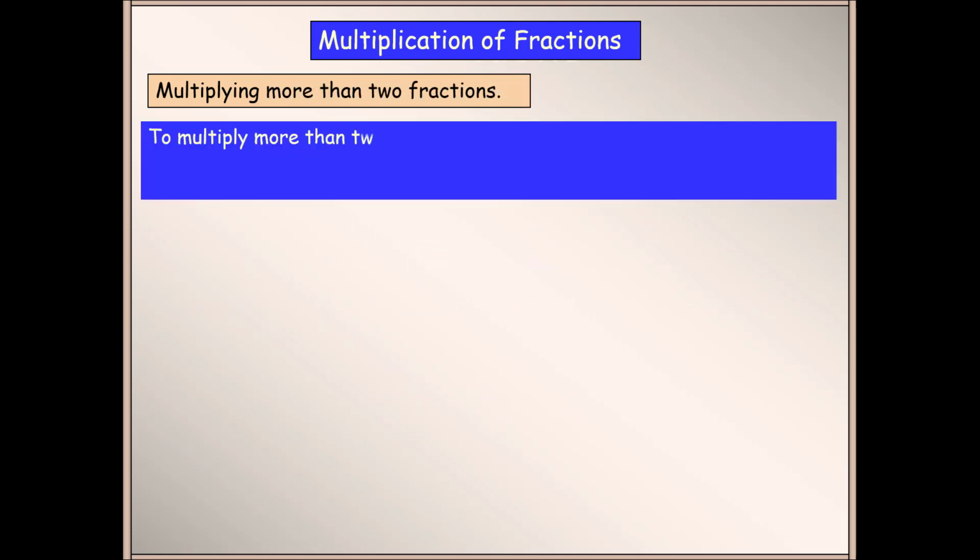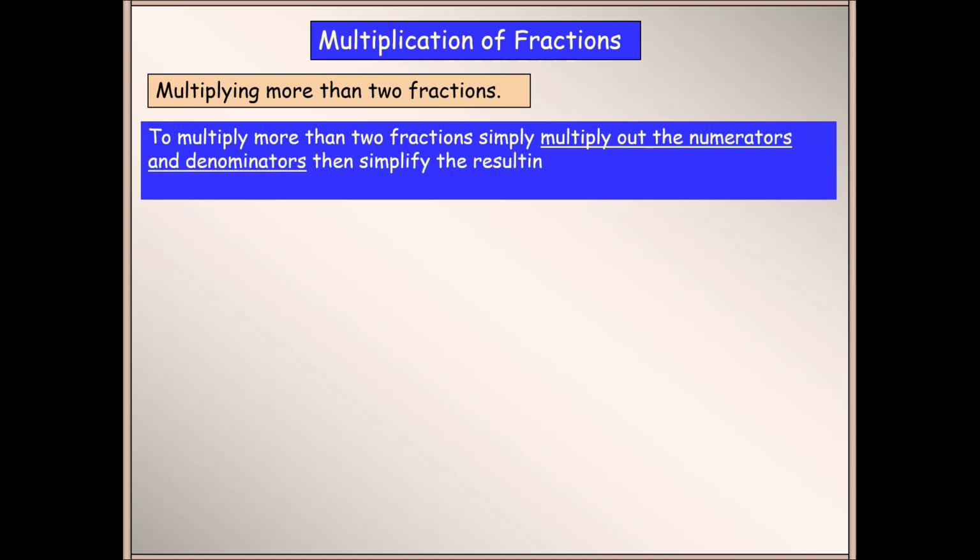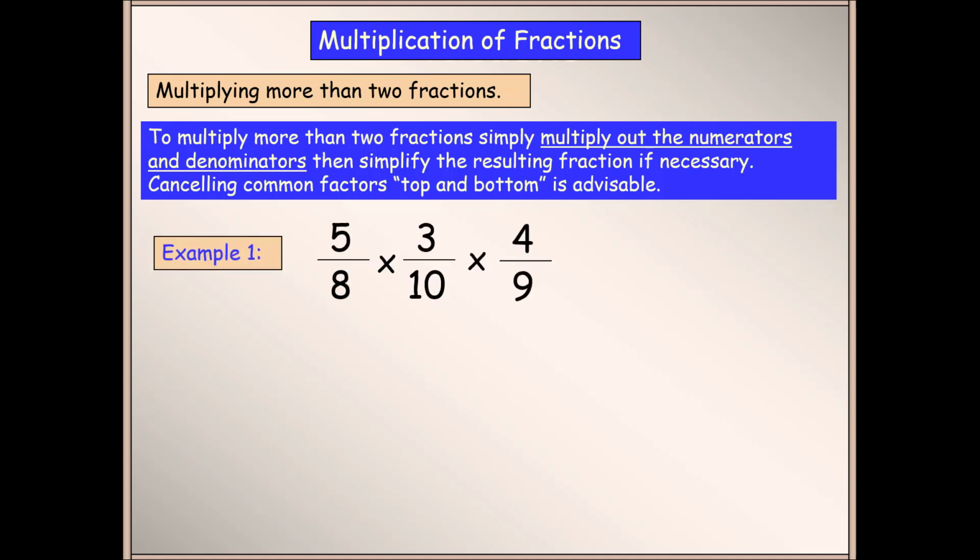So to multiply more than 2 fractions, simply multiply out the numerators and the denominators and then simplify the resulting fraction if necessary. Cancelling common factors, top and bottom, or in the numerator and the denominator is advisable. Let's try this. So instead of multiplying all the numerators and all the denominators, let's try to cancel.